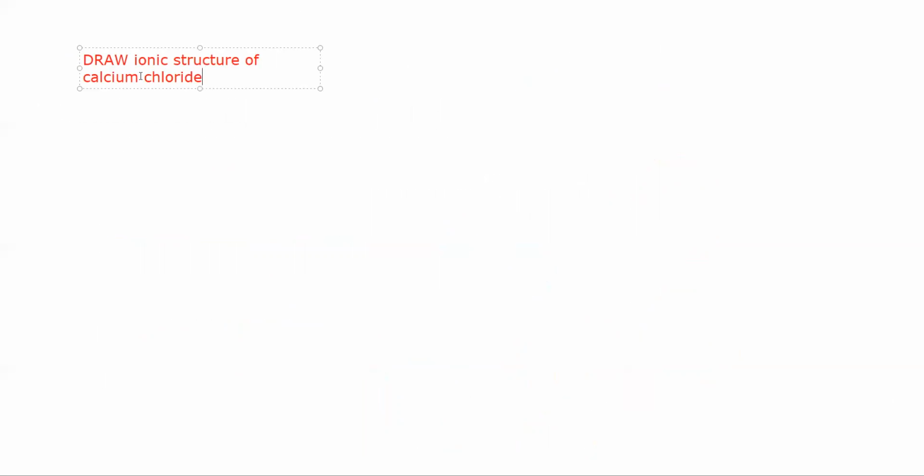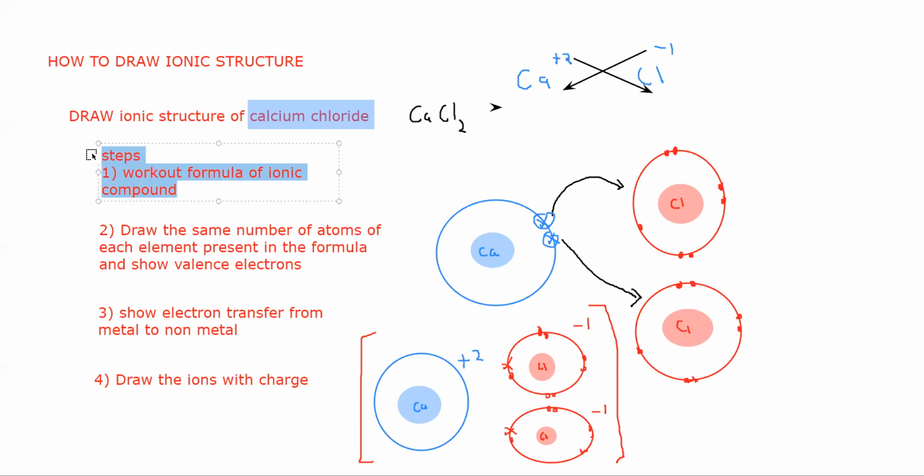So if a question is: draw the ionic structure of aluminium oxide. If you want to draw an ionic structure of aluminium oxide, what is the first step? Work out the formula of the ionic compound.